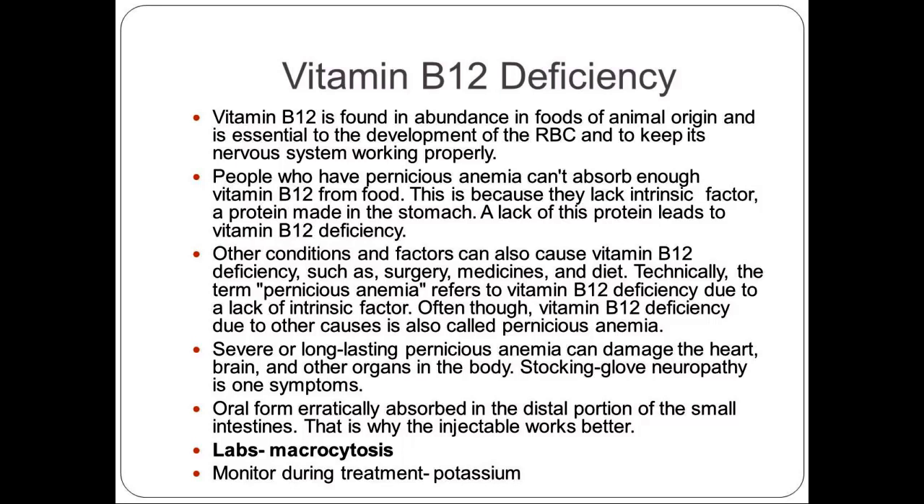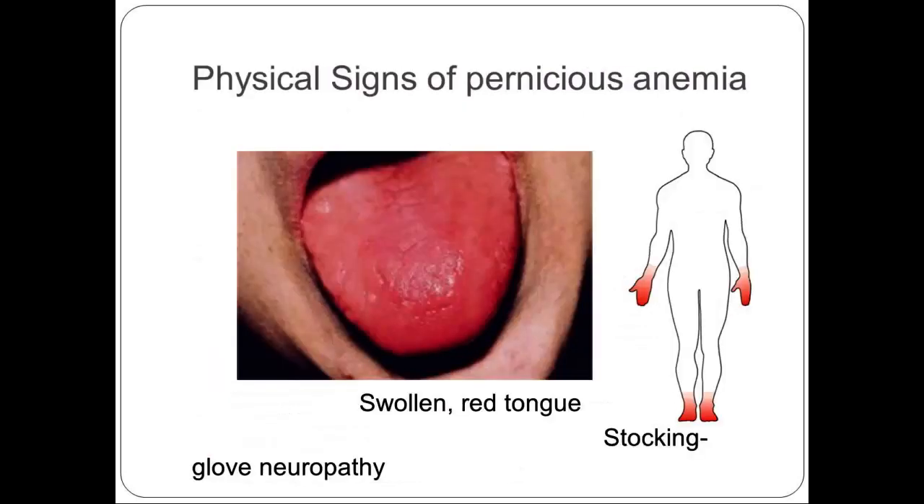And the oral form is absorbed in the distal portion of the small intestines, and it's not absorbed very well there, which is why the injectable B12 seems to work a lot better. In the lab, you're going to see microcytosis on your RBCs or in your CBC. And during treatment, you want to make sure that you monitor their potassium. So here are some physical signs of pernicious anemia. You can see on the right the stocking glove neuropathy, and then the swollen tongue I was talking about.